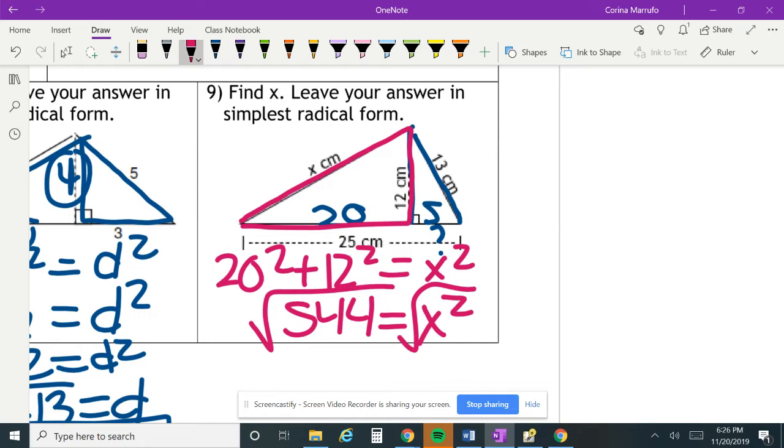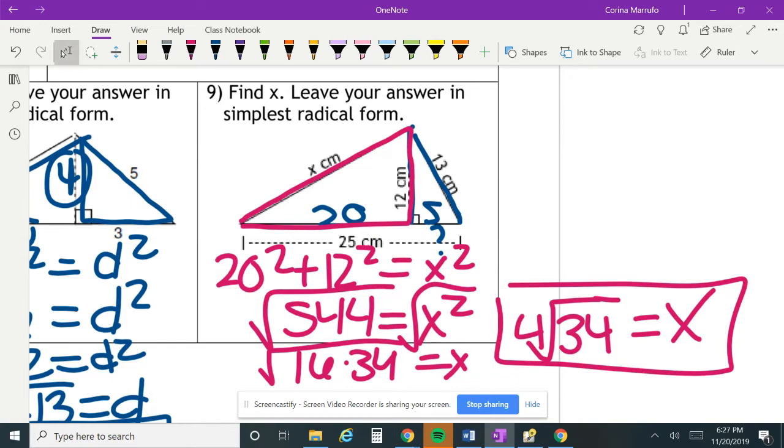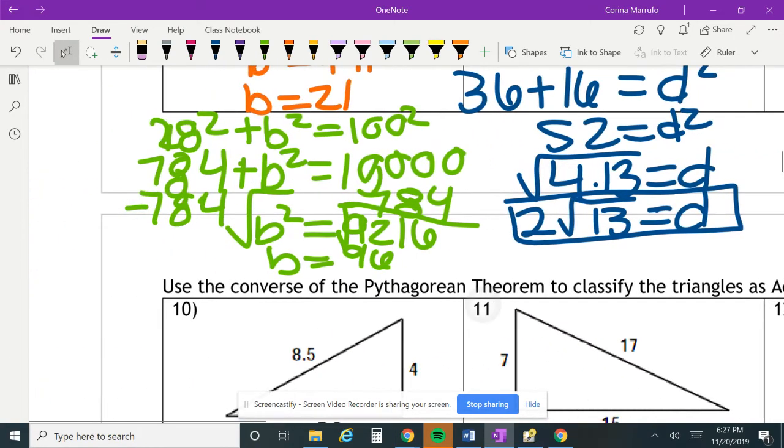So 16 times 34. The square root of 16 times 34. Now we can't take the square root of 34 and get a whole number, so we're just going to take the square root of 16, which is 4, and 34 will stay in the square root. And that would be your answer. All right, the next one.